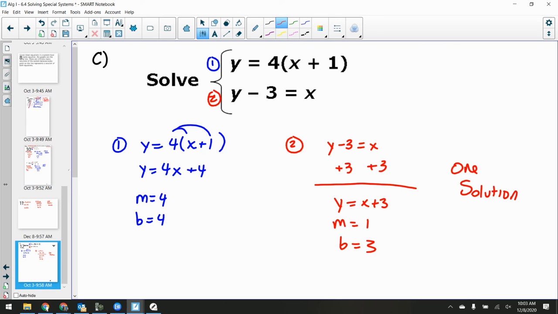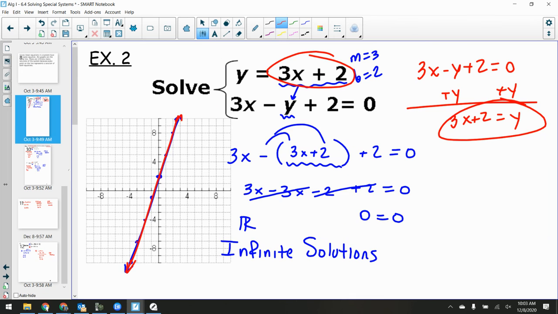Does that make sense? So when the problem asks you to give the number of solutions, I'm asking you to just figure out what the slope and the y-intercept are. Notice it's different from my first two examples where I just said find the solution or just solve those, right?